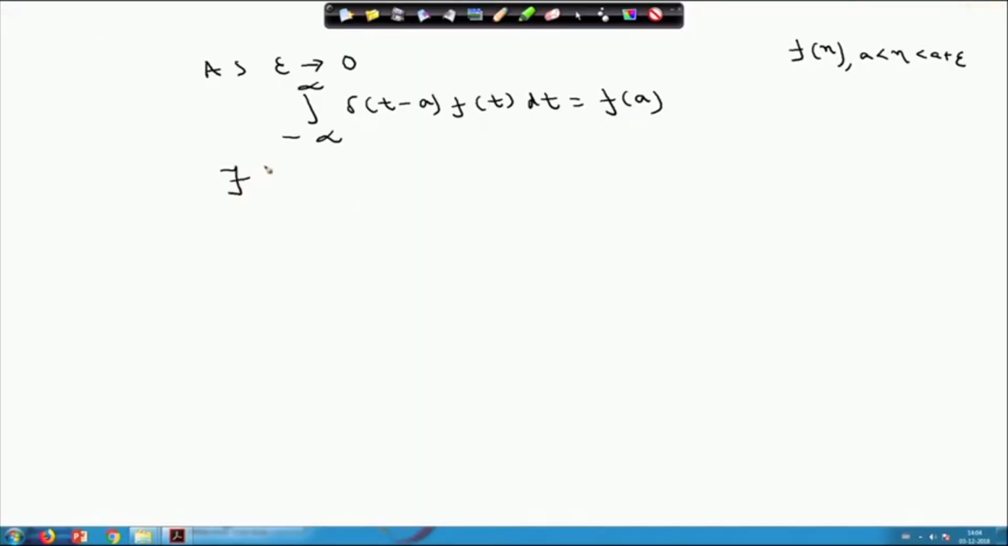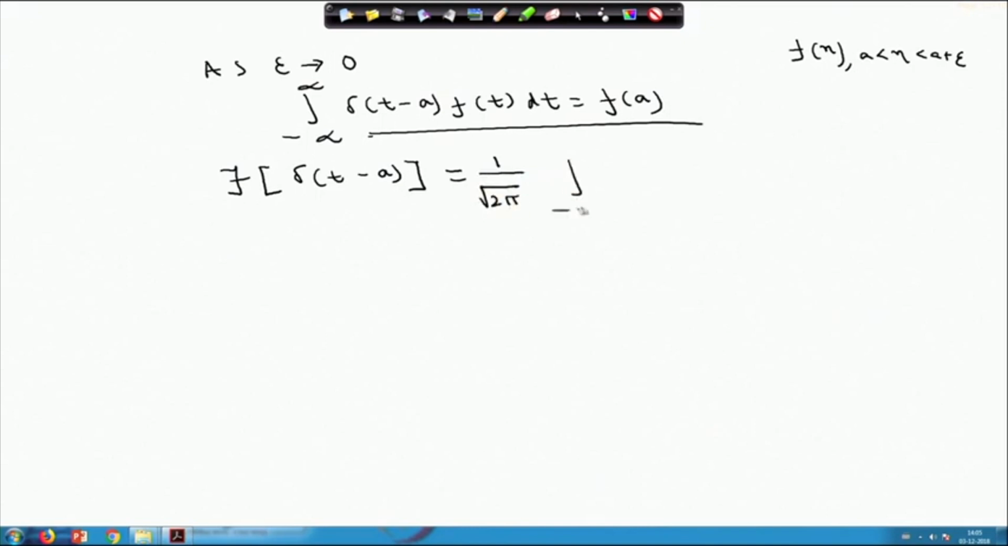Now, come to our original problem, that is the Fourier transform of delta (t minus a). Please note that till now I only evaluated this thing. I have shown that the integral from minus infinity to infinity of delta (t minus a) f(t) dt equals f of a. Now, the Fourier transform of delta (t minus a) equals 1 by root pi times the integral from minus infinity to infinity of e power i alpha t into delta (t minus a) dt.